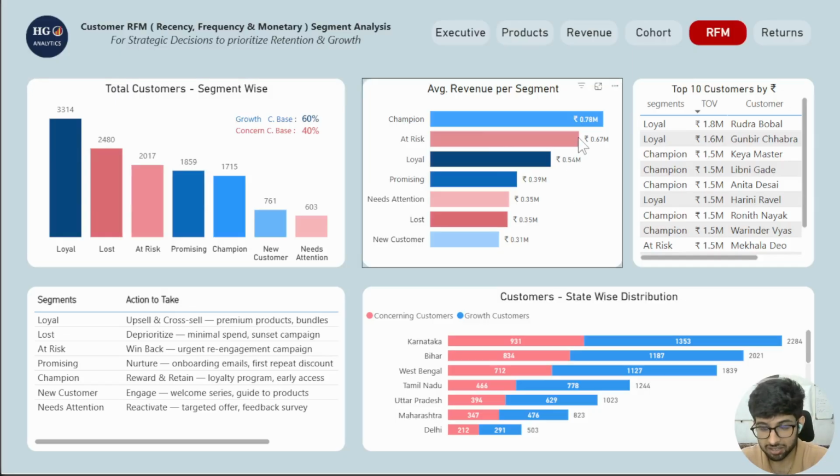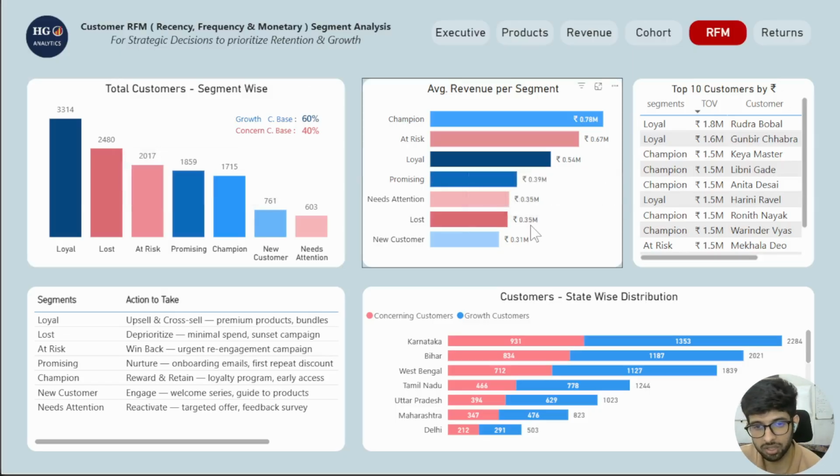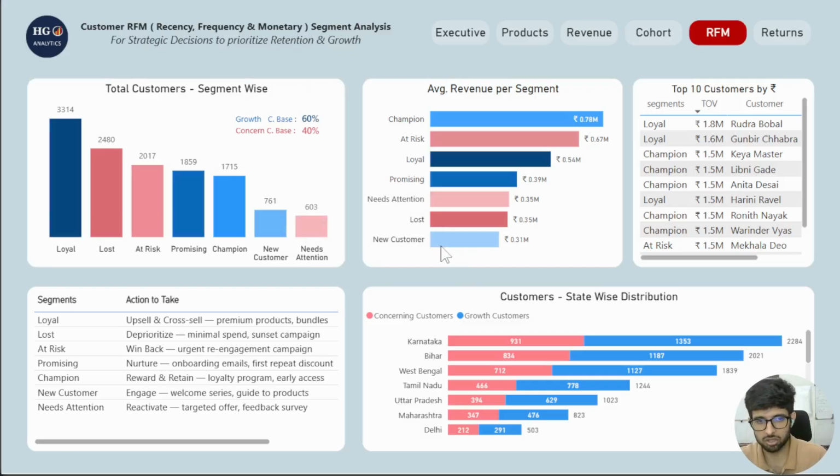And at risk, the second category, you have 2017 at risk customers who have spent 0.67 million. And the lost, you can see it's staggering that your growth customer base is 60% and your concerning customer base is over 40%. Okay, you have lost customers, which is the second highest category, who have actually paid 0.35 million, and you have new customers which you need to give attention to.